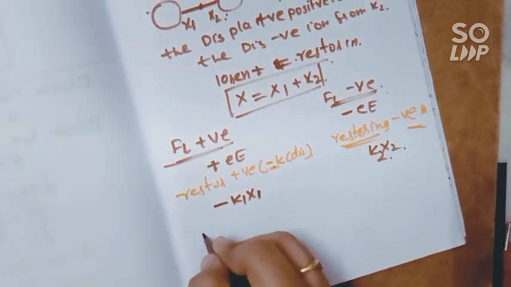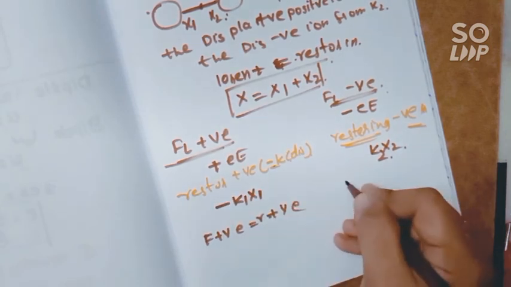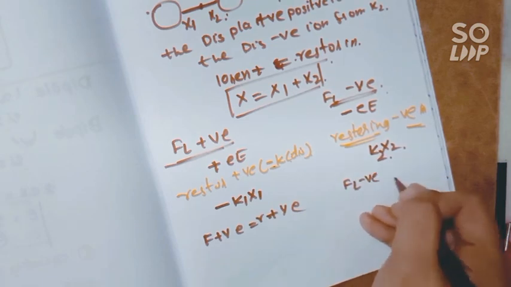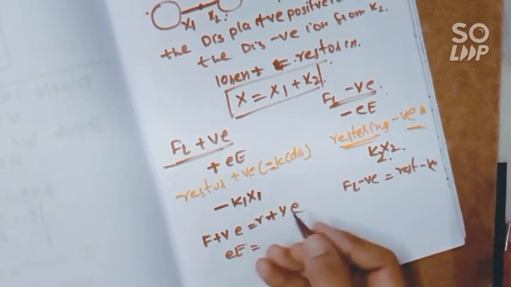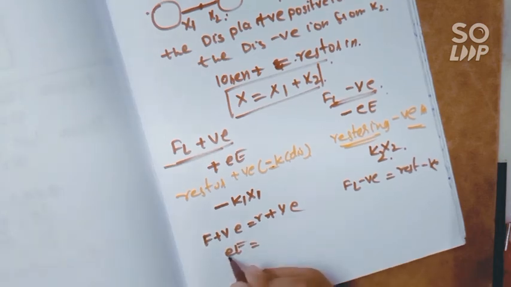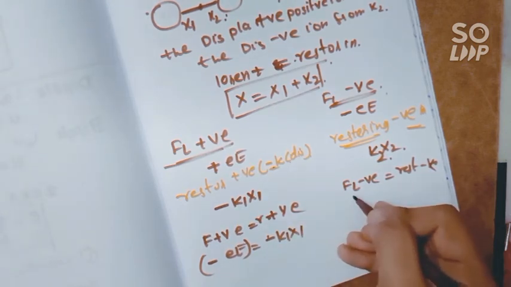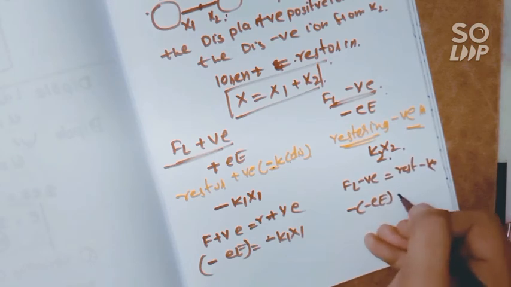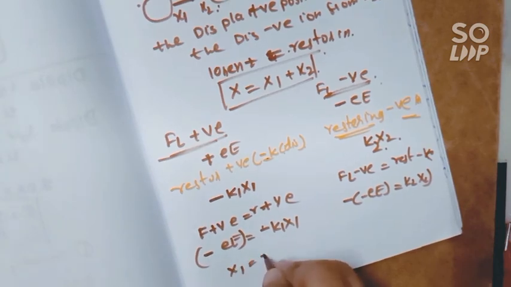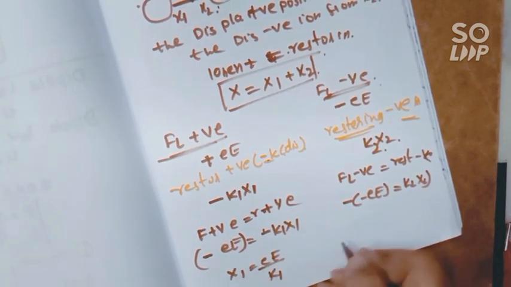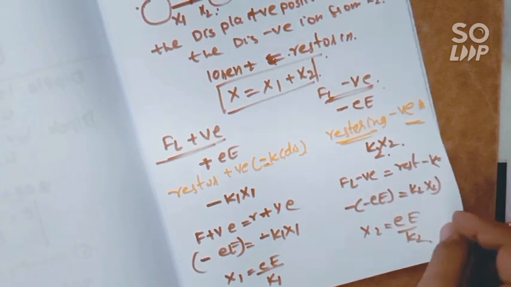Now I am equating the force on the positive ion with its restoring force, and the force on the negative ion with its restoring force. E into e equals, since they act in opposite directions, I multiply with minus, minus k1 x1. Here also, minus of minus, E into e equals k2 into x2. When I equate, I get x1 equal to E into e by k1 and x2 equal to E into e by k2. Now I need the total displacement.